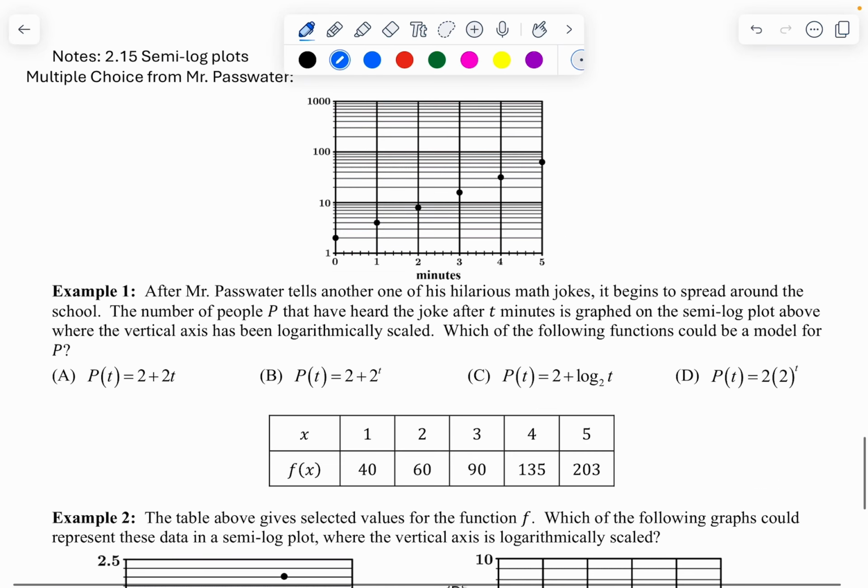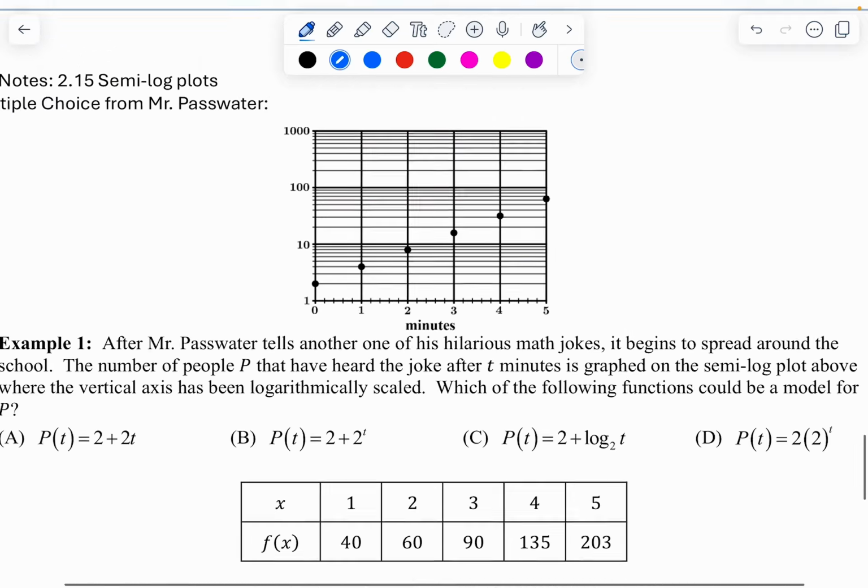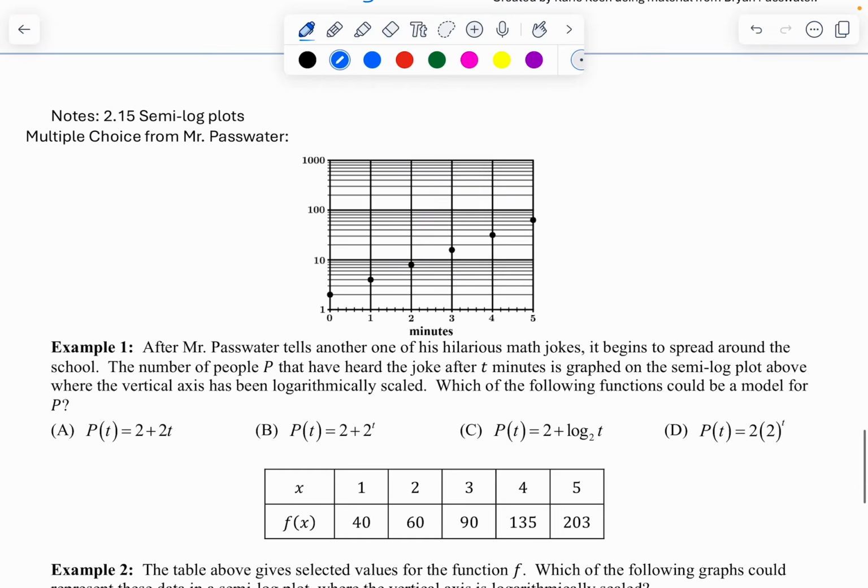Okay, I had a couple of multiple choice problems from Mr. Passwater. On this one, the data are plotted on a logarithmically scaled graph. And since it appears linear, we know that it's going to have to be exponential. This is not exponential, and this is not exponential.